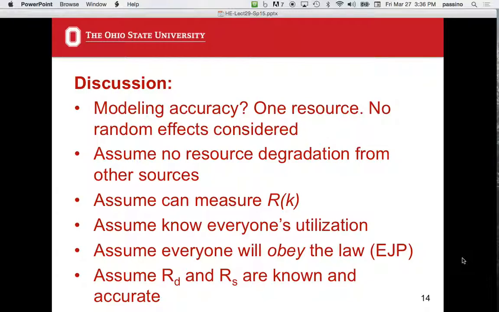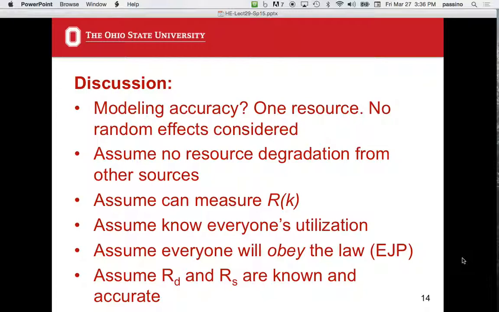Okay, next. Let's assume no resource degradation from other sources. So the problem here is this is an assumption that the humans are the only ones that are the utilizers. And there's not animals. Of course there's animals being utilizers. Animals pollute, animals use resources. I'm ignoring all that.